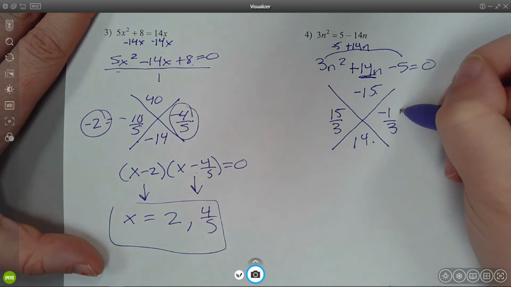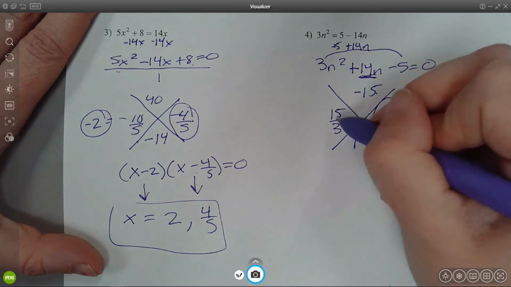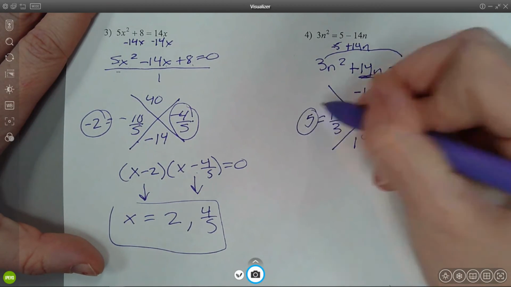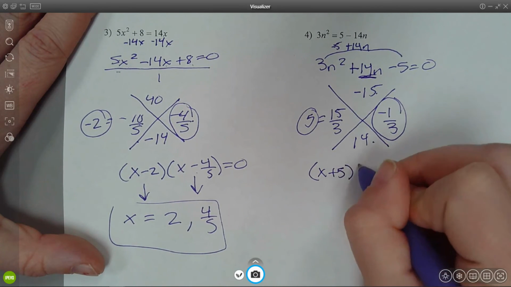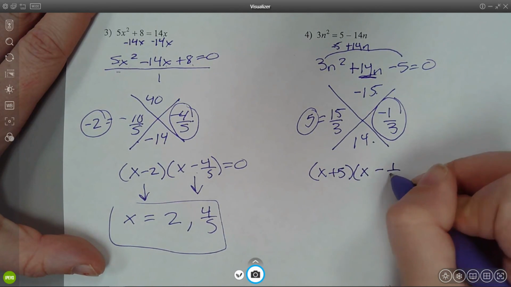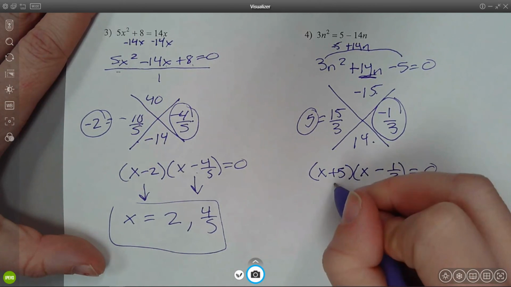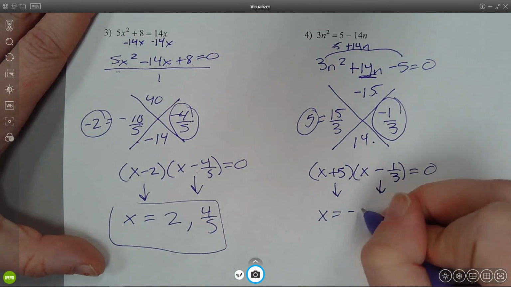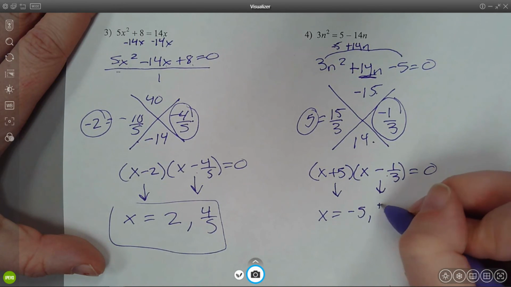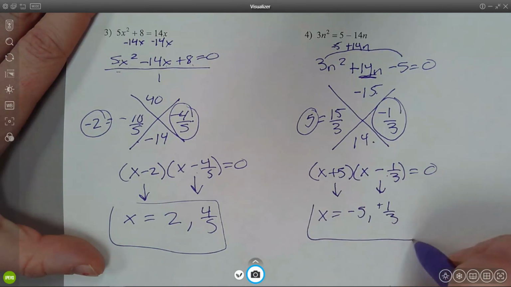Divide by a. That one's good. 15 divided by 3, though, equals 5. Go to my factors: x plus 5 and x minus 1 over 3 equals 0. Take my opposite signs. x is going to equal negative 5 and positive 1/3.